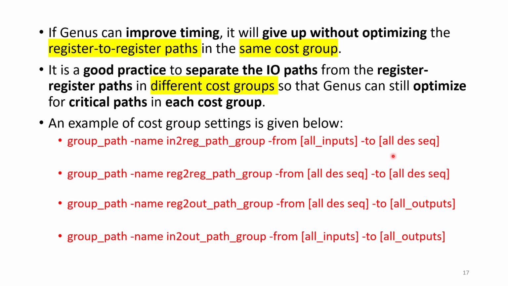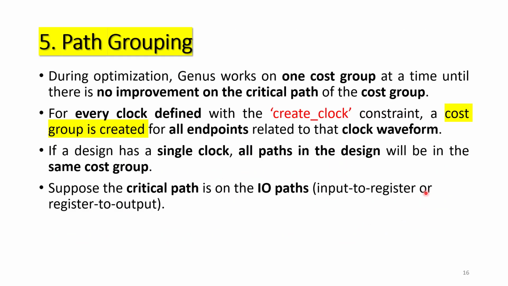Next, register to register means simply from all_sequential to all_sequential. If it is register to output, simply use all_sequential to all_outputs. If it is input to output, it will be from all_inputs to all_outputs. So simply group_path, the name you have to give, followed by -from and -to, for input to register, register to register, register to output, and input to output. So this is about path grouping.